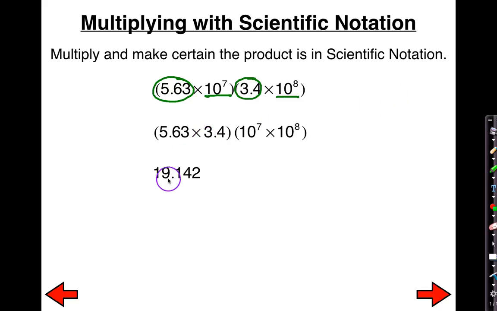Here you're going to get 19.142 times 10 to the, well, there's 7 here, 8 here, so there's 15 altogether. Now, here's the type that I'm referring to.